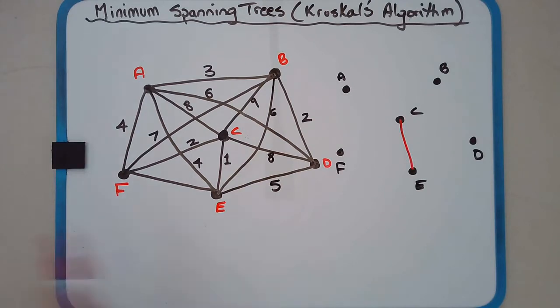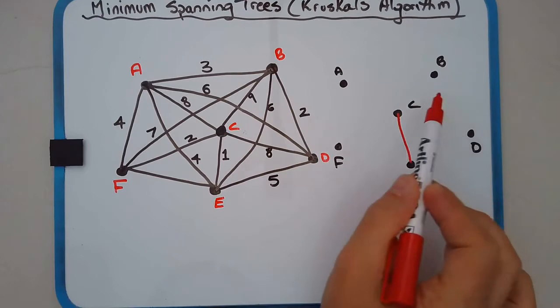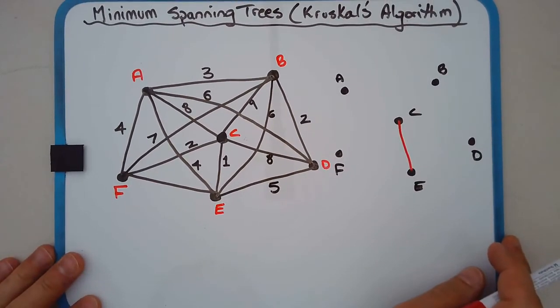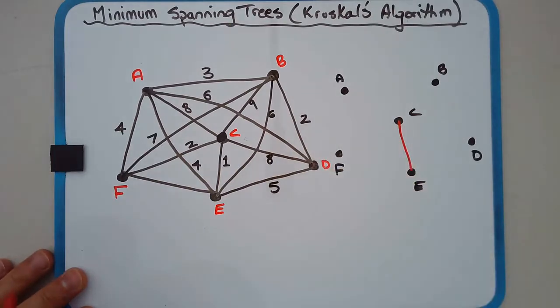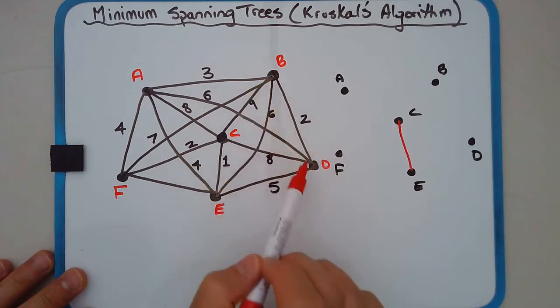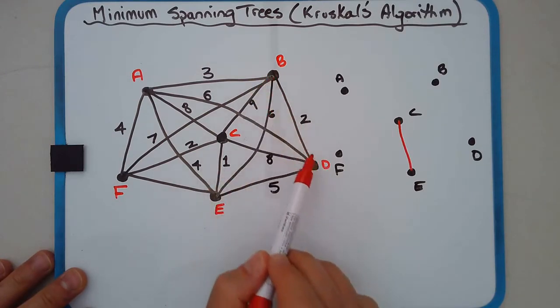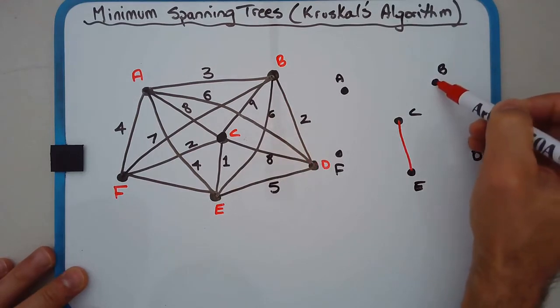Now we've linked town C to town E. So we've connected 2 of the towns together. Let's go to the next weight up. There are no more 1s. We've got roads of cost 2, or weight 2. We've got BD, that's a 2. So let's connect that up.